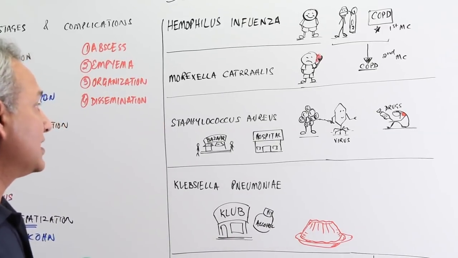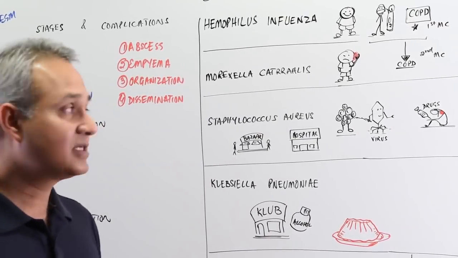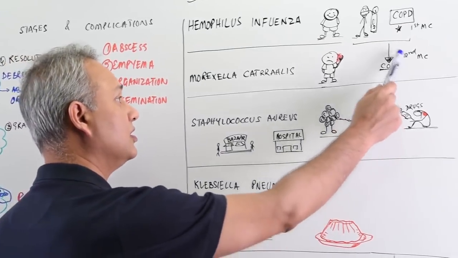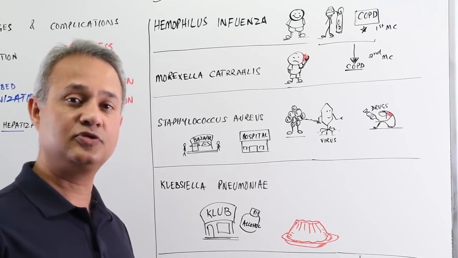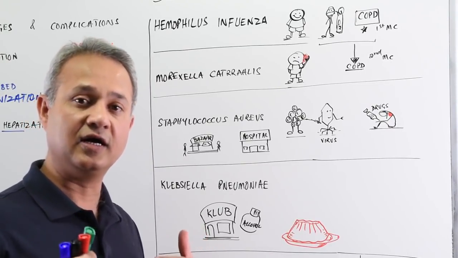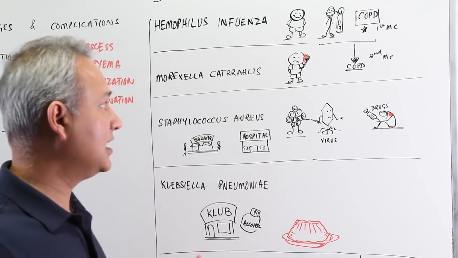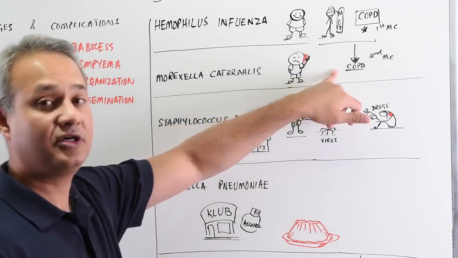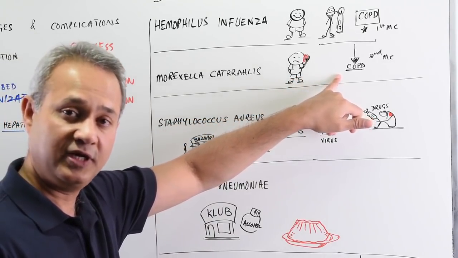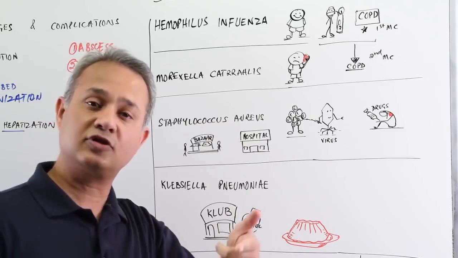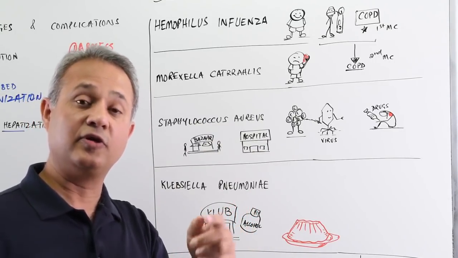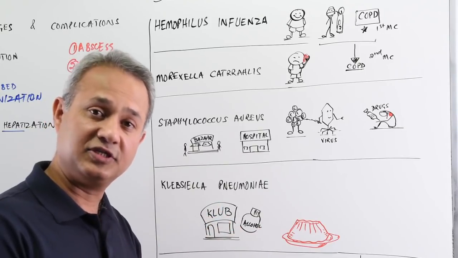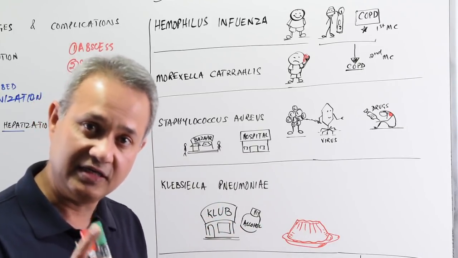Second is the Moraxella catarrhalis. So Moraxella catarrhalis also causes infection or pneumonias in the patients who have predisposing lung vulnerabilities. Once again, it causes pneumonias in the patients with COPD, and this one is the second most common cause of pneumonia or acute bacterial exacerbation in patients with COPD.